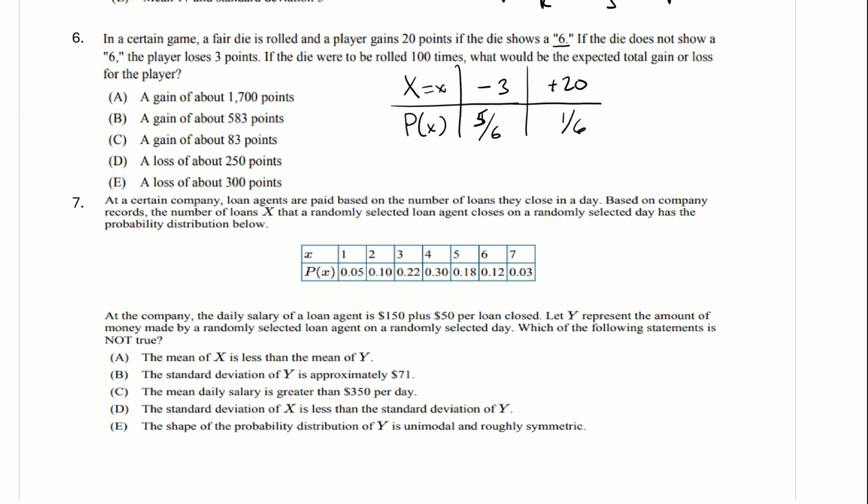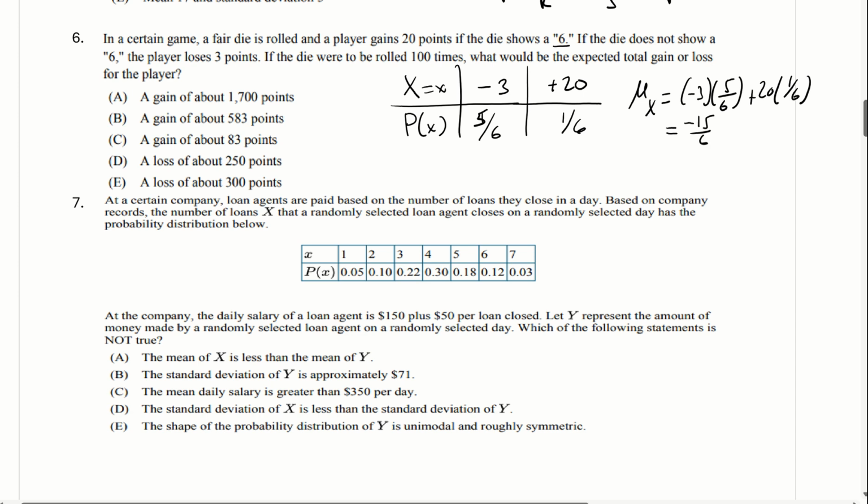On a standard die. And then what we want is, okay, so let's calculate the mu x for this, right? Which is -3 times 5 out of 6 plus 20 times 1 out of 6. So let's calculate that. In that case, this is -15 out of 6 plus 20 out of 6, which is 5 out of 6, or 0.833. I'm just going to leave it as 5 out of 6.